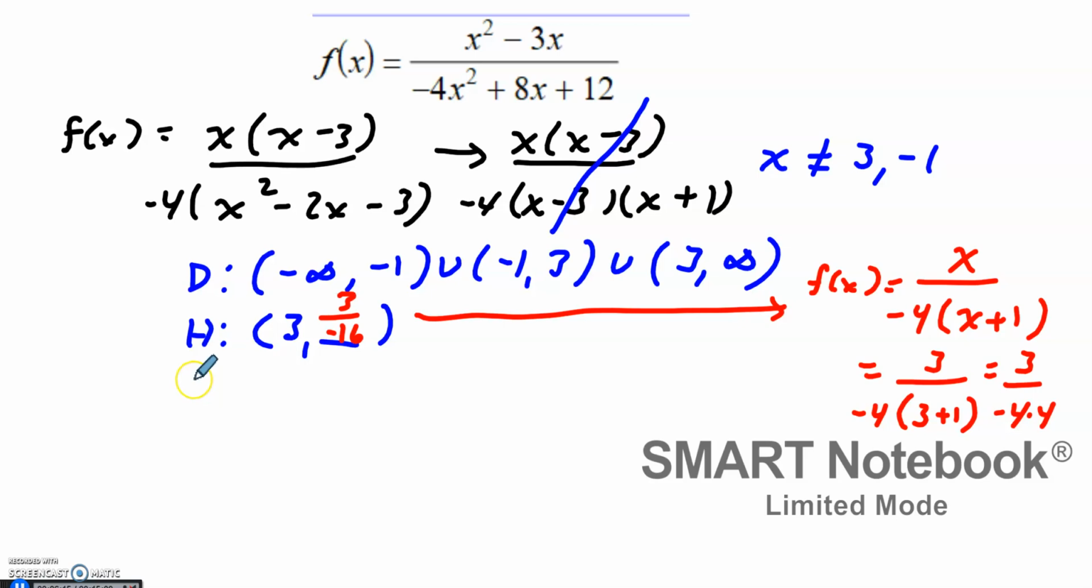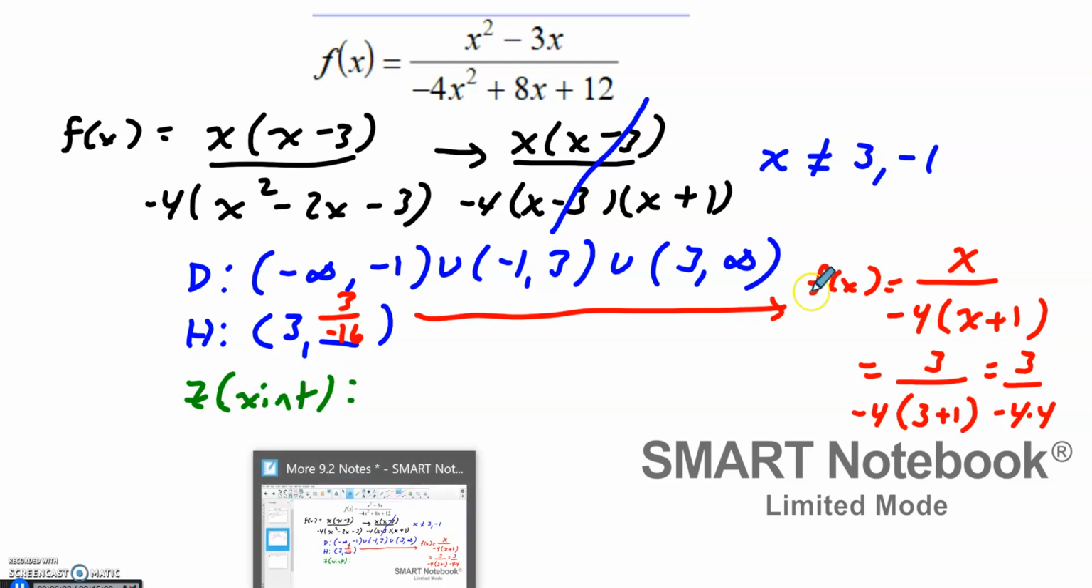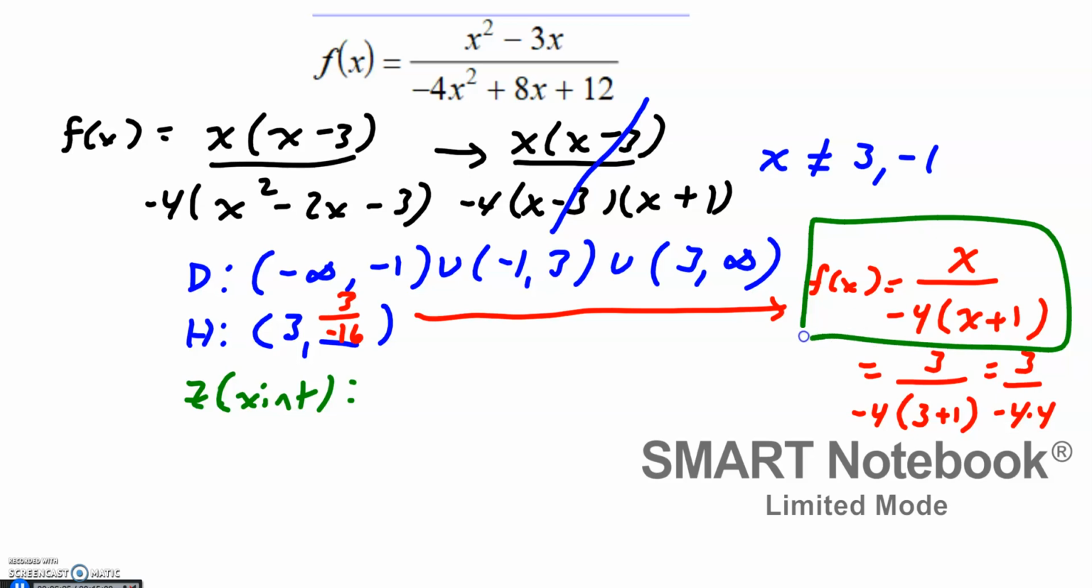The next thing we'd like to find are the zeros or the x-intercepts. You can say either one. If you would like to find the x-intercepts next, that's what's left in the numerator. So if we look at our reduced version of the function, we just have an x left in the numerator. If you set that equal to 0, you get 0. So your x-intercept is 0, 0.